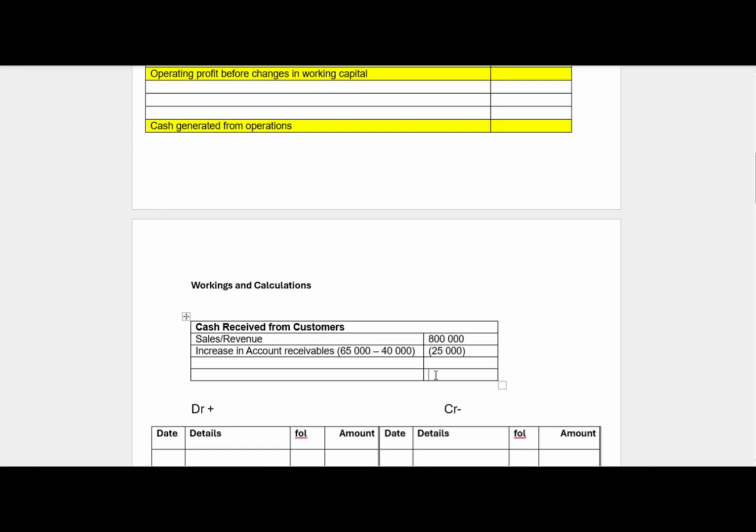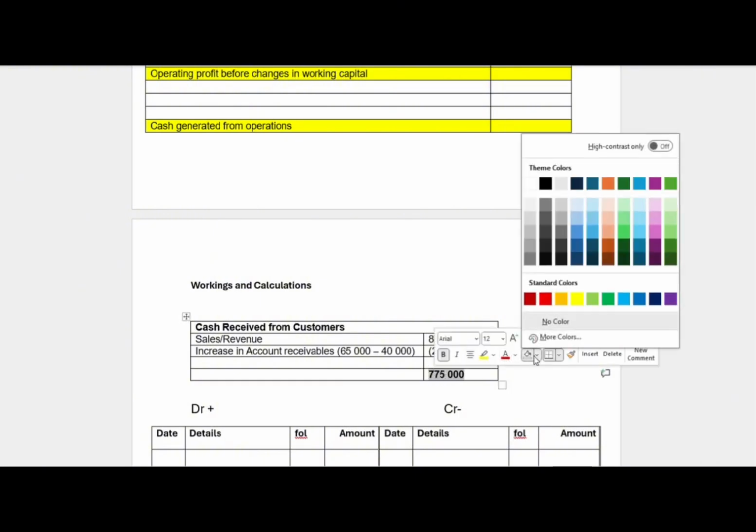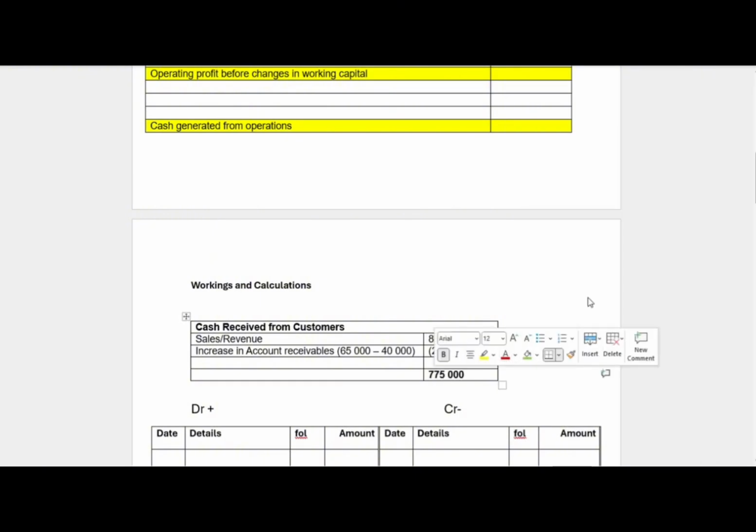So you are going to say 800,000 minus 25,000. I got 775,000. That is your cash received from customers that will go to the cash flow.